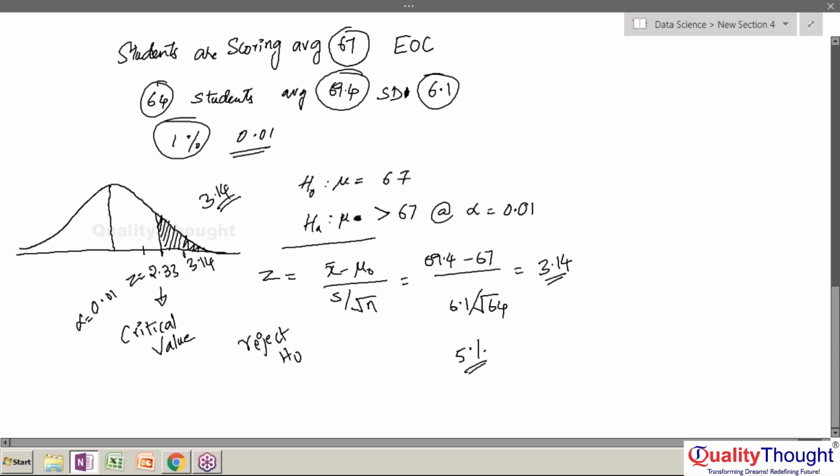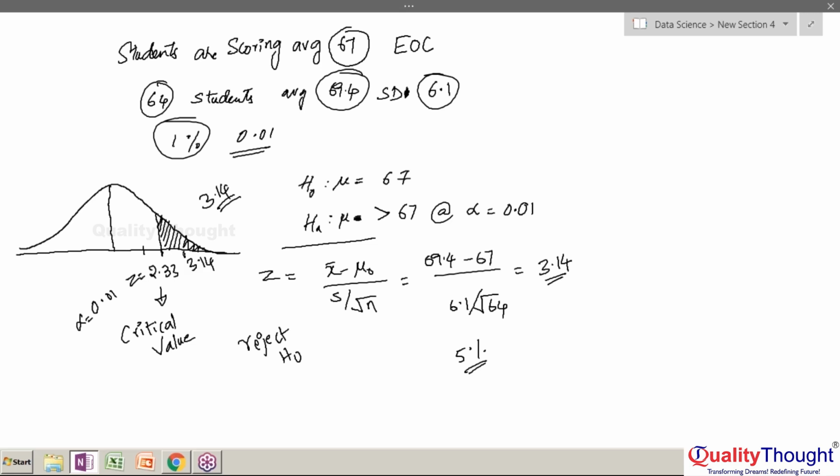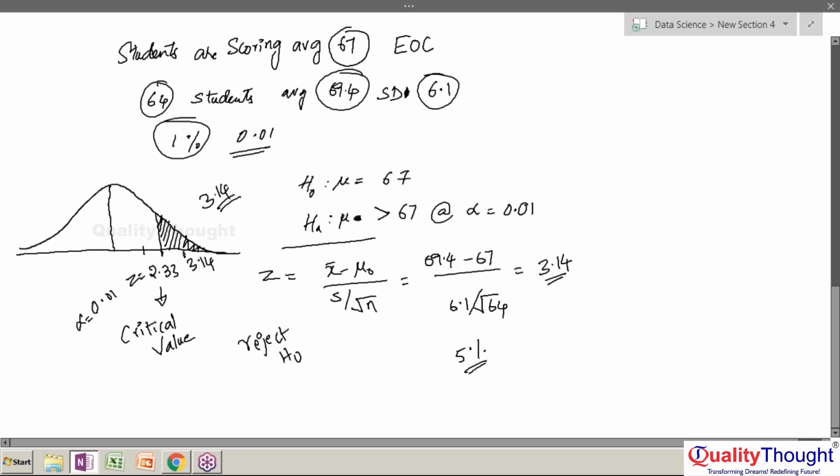As per the data that we have got, we have sufficient evidence at the 1% level of significance to conclude that the examination score of the students taking algebra using the new book is higher than the average score of those taking it from the old book. We have to reject the null hypothesis, and we are accepting the alternate hypothesis. As per the alternate hypothesis, the students will get greater than 67 marks.